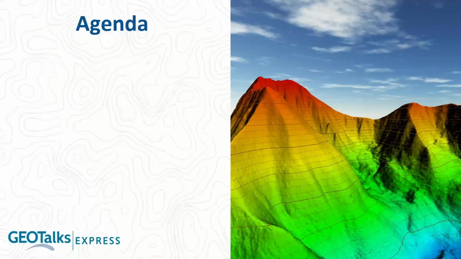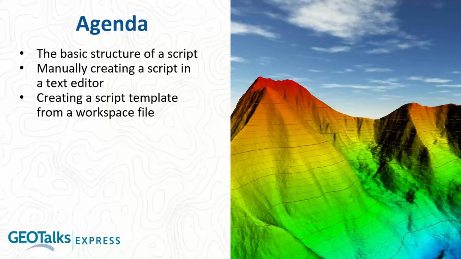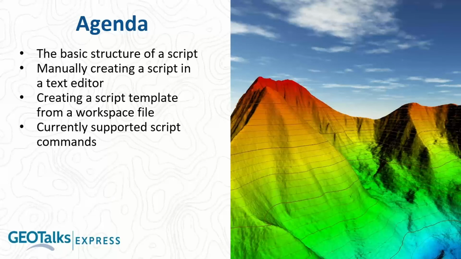So today we're talking about Global Mapper script. We are going to look at the basic structure of a script, talk about what Global Mapper script is and how you might be able to use it. We'll go over manually creating a script and talk about the connection of a Global Mapper script to a Global Mapper workspace file. We will look at currently supported script commands and where you can find help on those script commands, where they're all documented.